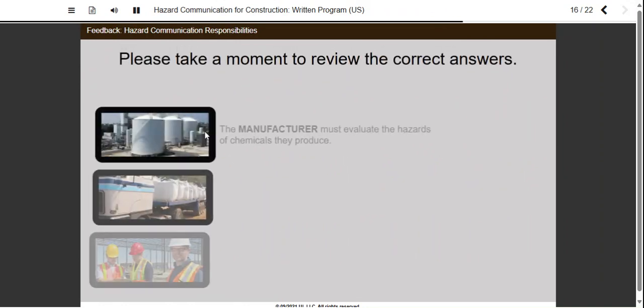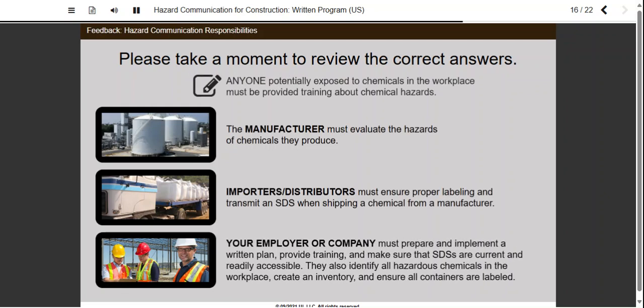Please take a moment to review the correct answers. Note that anyone potentially exposed to chemicals in the workplace must be provided training about chemical hazards.